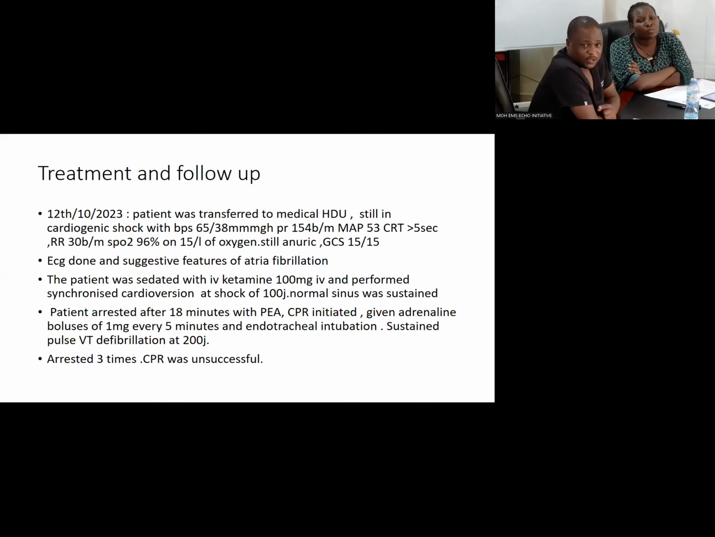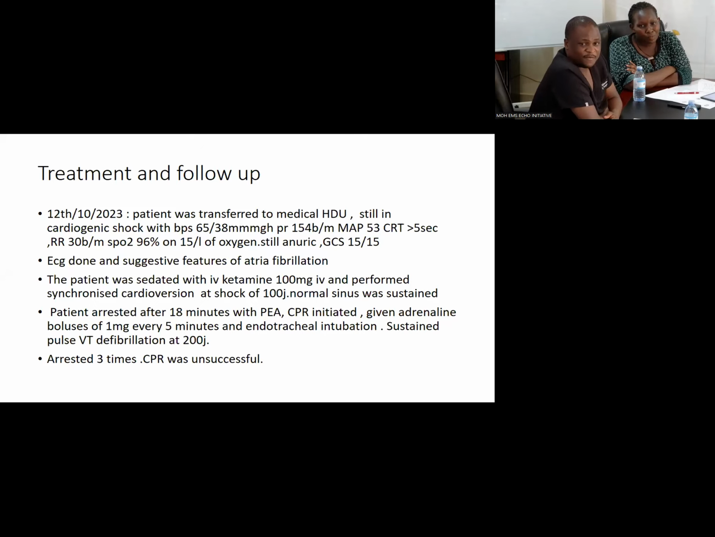However, the ECG was done, which was suggestive of fast atrial fibrillation. Since the patient was not responding to chemical cardioversion, we discussed with the team and decided to have electrical cardioversion. The patient was sedated with ketamine 100 milligrams. We performed synchronized cardioversion. We shocked the patient with 100 joules. However, normal sinus rhythm was not sustained.